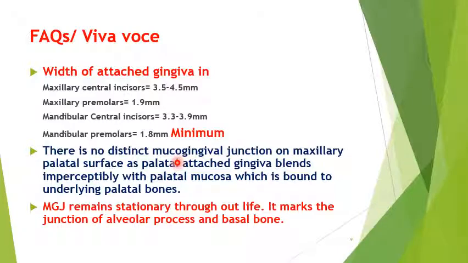The next question is, there is no distinct mucogingival junction on maxillary palatal surface as palatal attached gingiva blends imperceptibly with palatal mucosa, which is bound to underlying palatal bones. So there is no clear mucogingival junction on the palatal surface. Third question is that mucogingival junction remains stationary throughout life. It marks the junction of alveolar process and the basal bone.